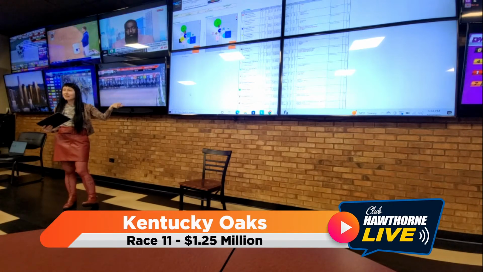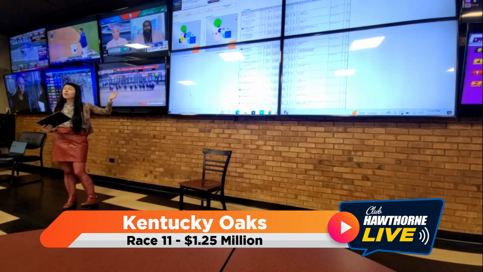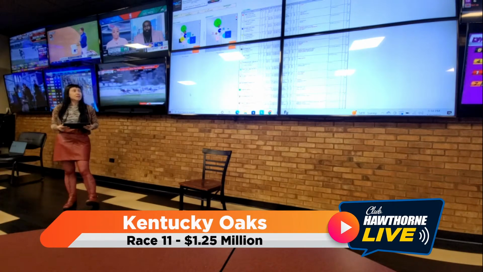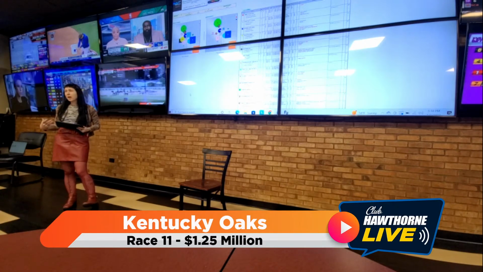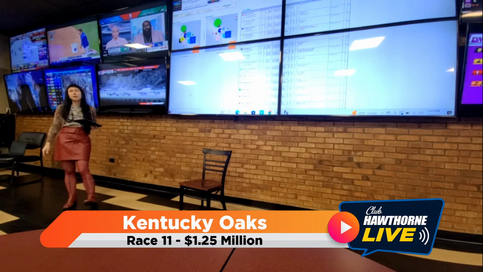Speed, are they fast enough to compete? Not necessarily do they have to be the fastest, but does their form suggest that they're fast enough to compete with this field? And then in terms of form, are they coming into this race the right way to run that top effort? So that's pretty much what we're looking at with optics.